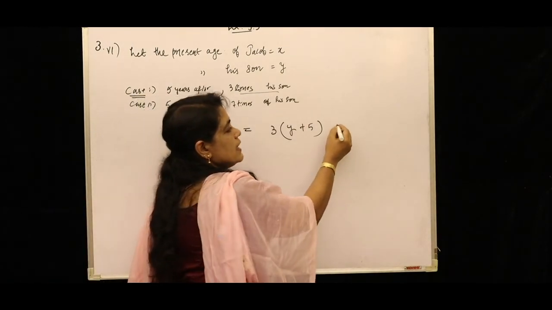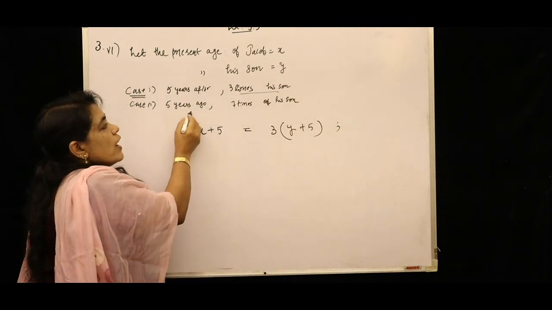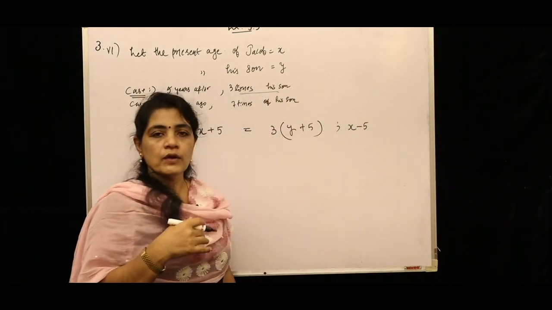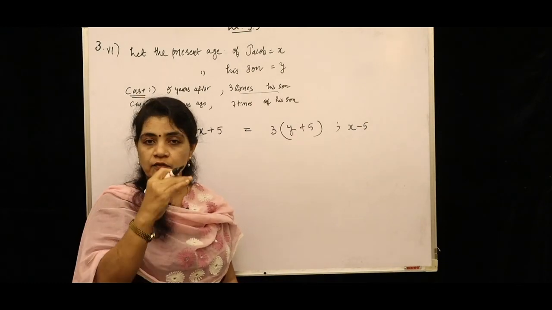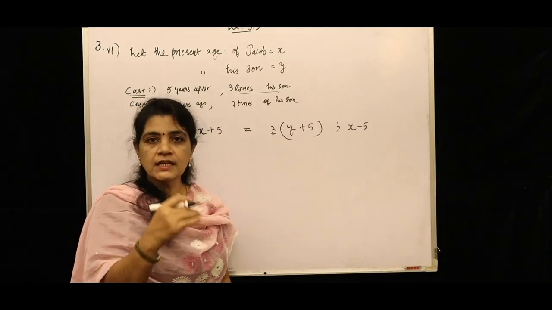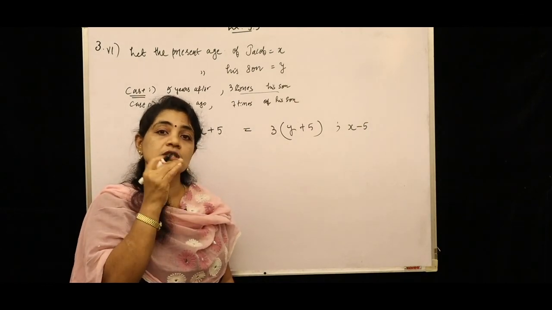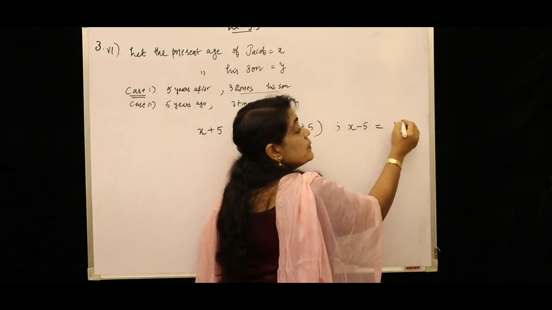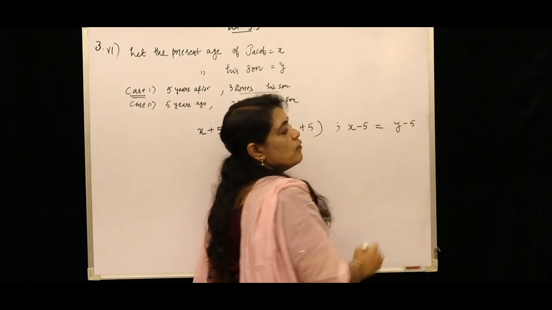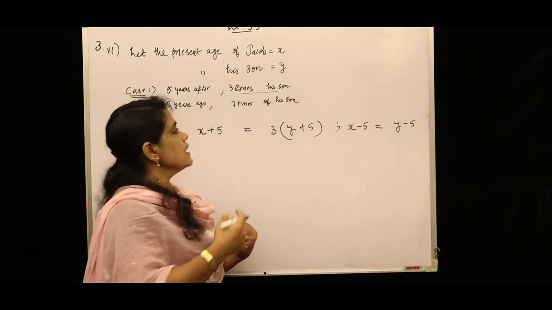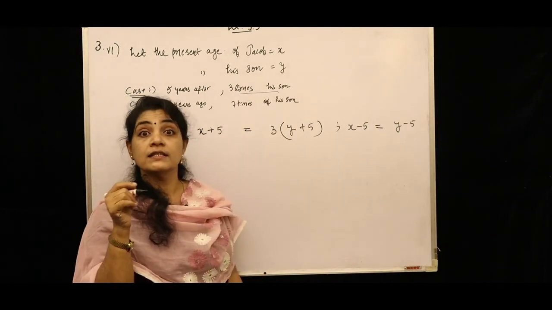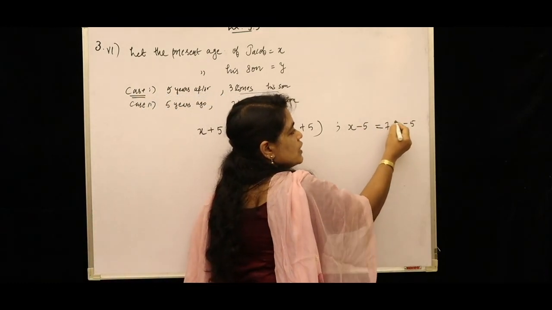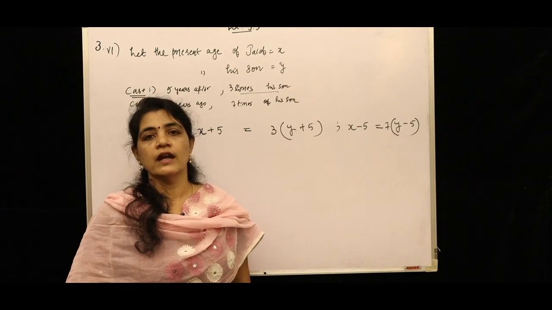And in the second case, what is given? 5 years ago, present age is x. So ago means we have to subtract 5. 5 years before, if your age was 15, then it was 15 minus 5. In the same way, the present age is x, so before 5 years means we have to subtract 5 from the present age. So x minus 5. You have to subtract 5 from your son's age, that is y minus 5. How are they connected in case 2? 7 times his son. His son was y minus 5, so it's 7 times. So 7 into, we have to keep that y minus 5 under bracket.